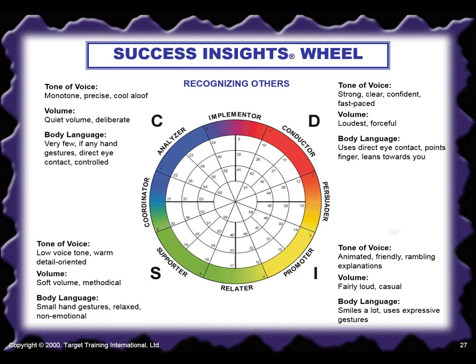S: tone of voice low, warm, detail-oriented. Soft volume, methodical. Small hand gestures, relaxed, non-emotional. C, compliance: monotonous voice, precise, cool, aloof. Very deliberate in their approach, by the way. Volume, quiet volume, deliberate. Body language, very few, if any, hand gestures, direct eye contact, controlled.